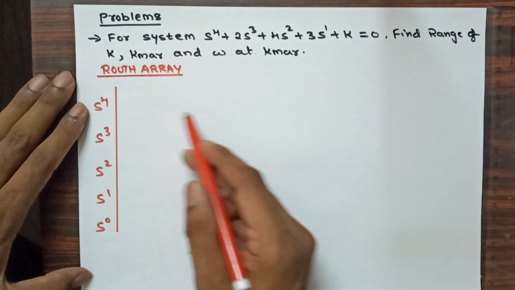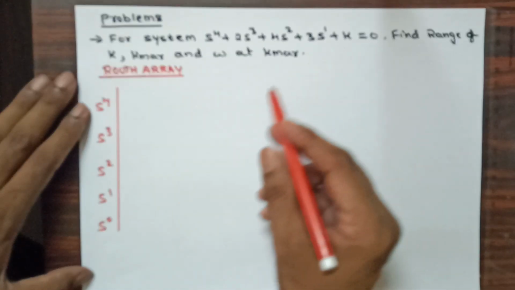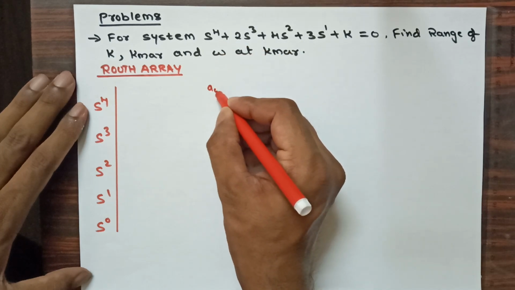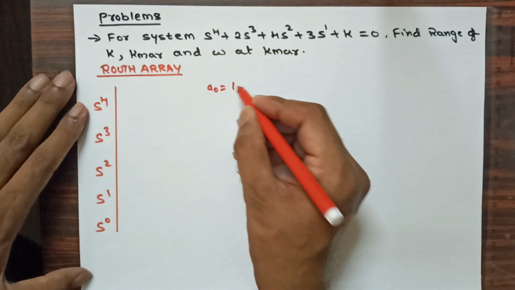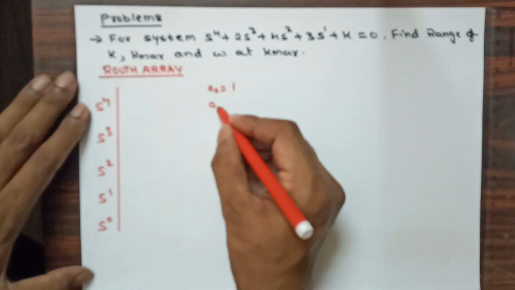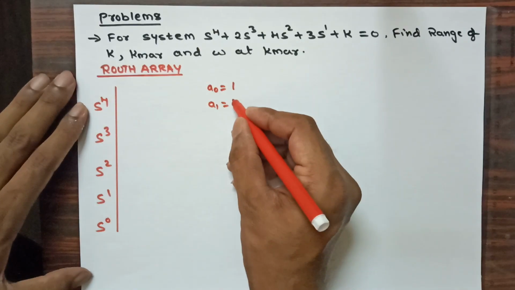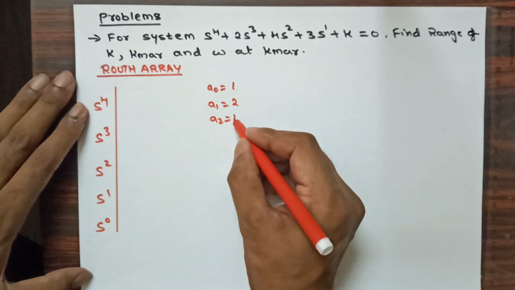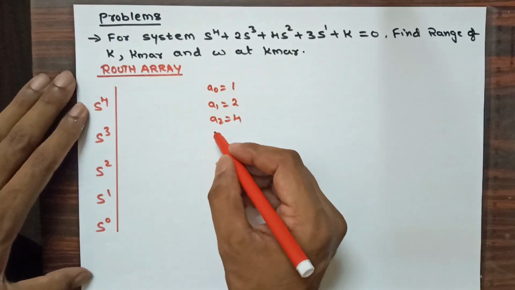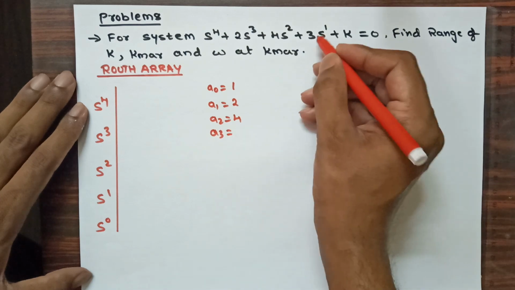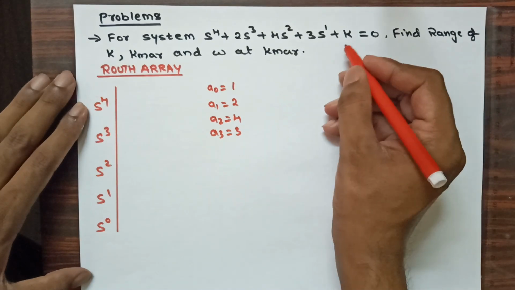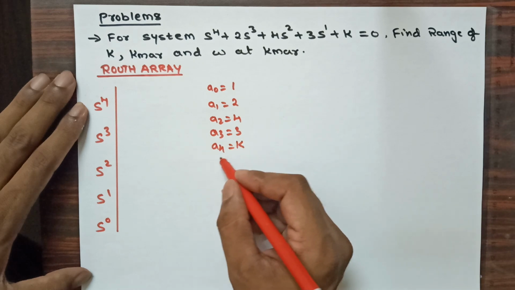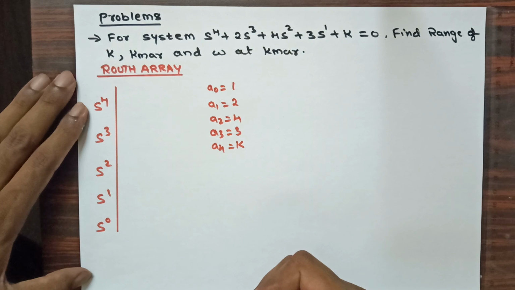First we are going to form the two rows directly from the characteristic equation. In this you can see that the a0 value is equivalent to 1, a1 value is equivalent to 2, a2 value is equivalent to 4, a3 value is equivalent to 3, and then a4 value is equivalent to k, and a5, a6 are 0.